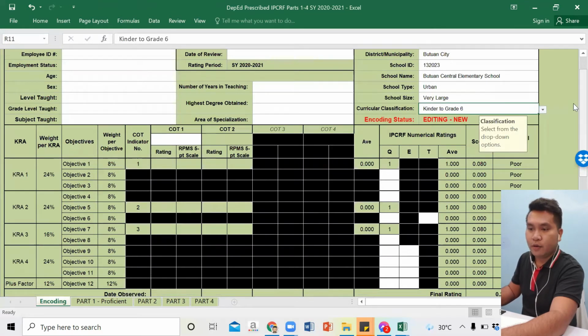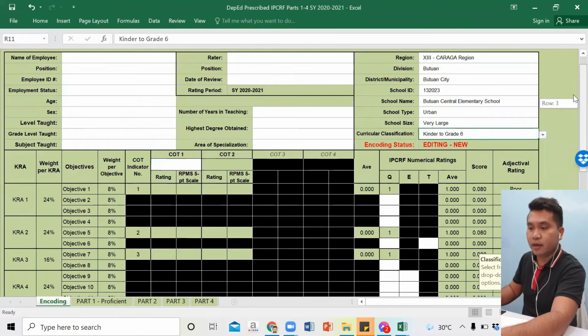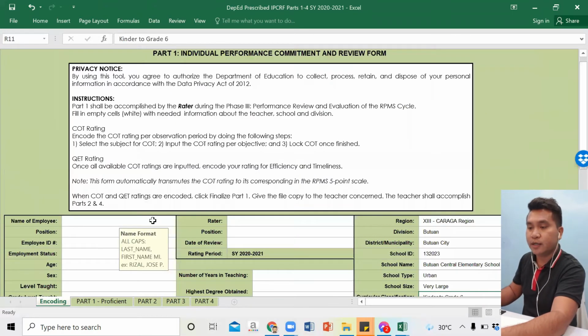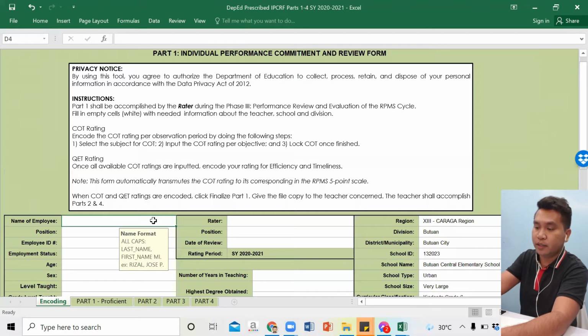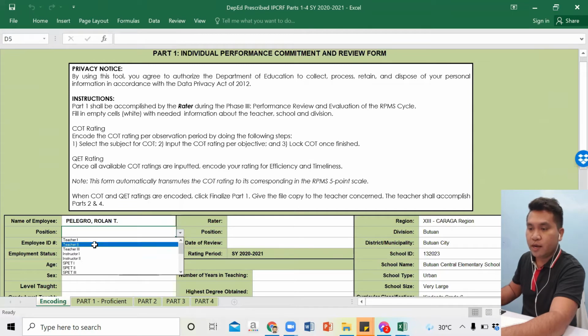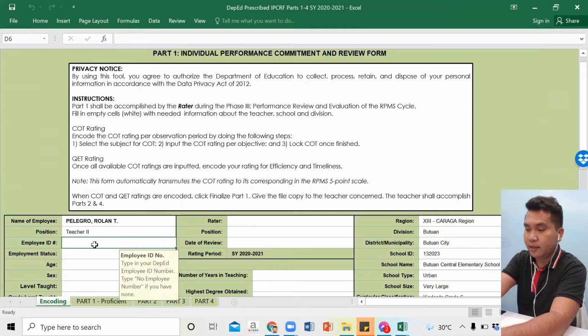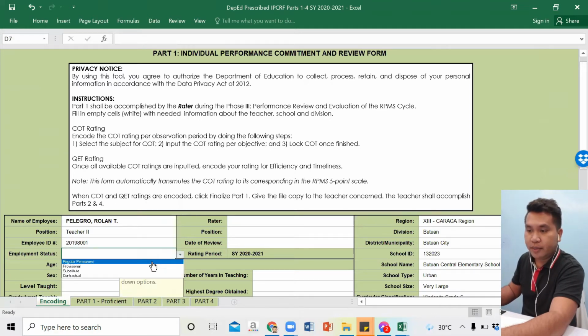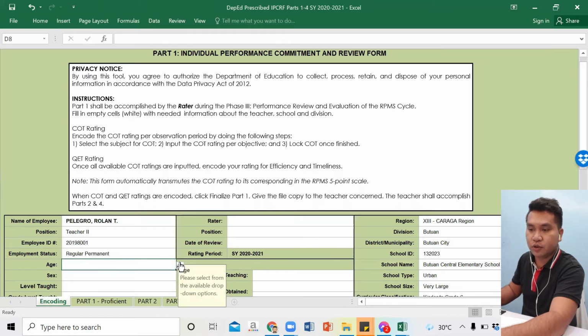Now, going back to the name of the employee, the name format is all capital letters: last name, first name, then the middle initial. Position: you have the drop-down option again, Teacher 2. Then the employee ID number, then employment status: regular, permanent. The age is again 23 years old.